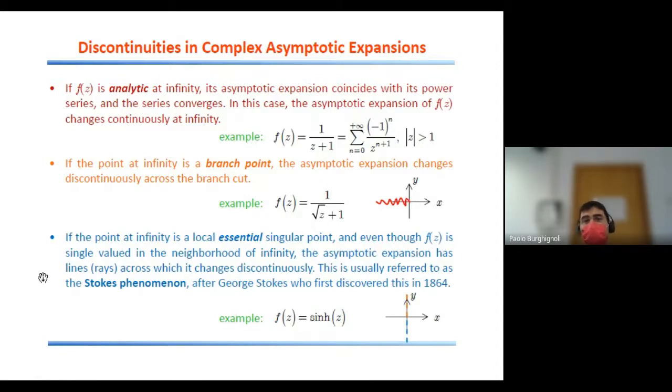And finally, we have the possibility that the point at infinity is an essential singularity. And in this case, which is, for example, the case of the exponential function, the error functions, and many others, even though the function is single valued in the neighborhood of infinity, so there is no branch cut, the asymptotic expansion still has some lines across which it is discontinuous. They are called Stokes rays, and the phenomenon was discovered by the physicist and mathematician George Stokes in the 19th century, and for this reason they are known as Stokes discontinuities, Stokes rays, and the phenomenon is the Stokes phenomenon. The example that we gave before about the hyperbolic sine gives you Stokes lines along the positive imaginary axis and also along the negative imaginary axis. Just to give you an idea of the possibilities.